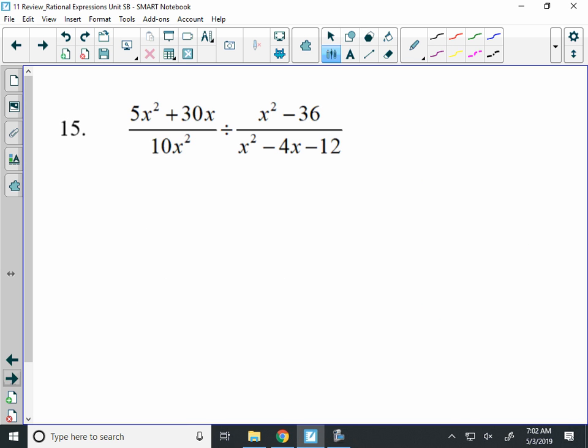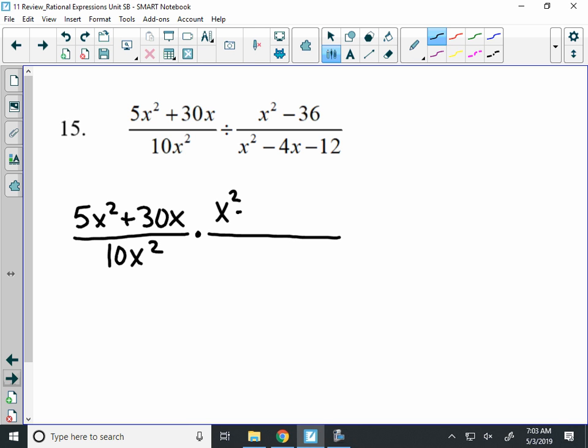Number 15, division. So what we do, remember with division, is that we multiply by the reciprocal of the second fraction. So we really have 5x squared plus 30x over 10x squared times this reciprocal. You flip the second fraction.